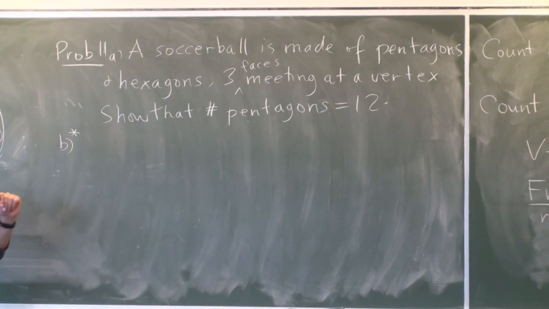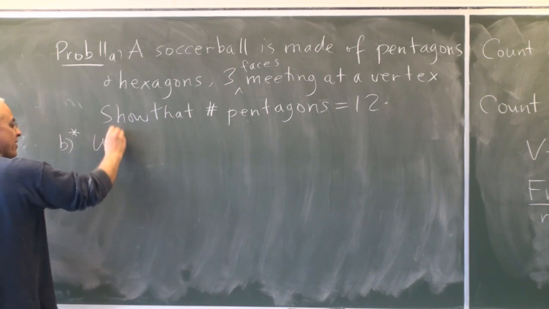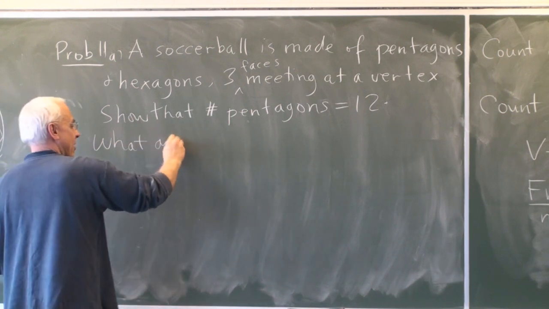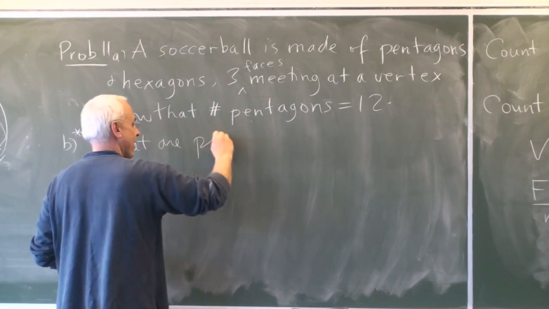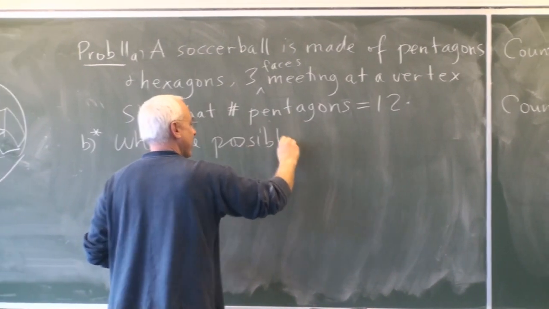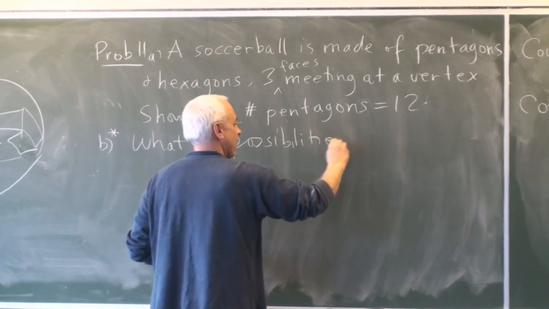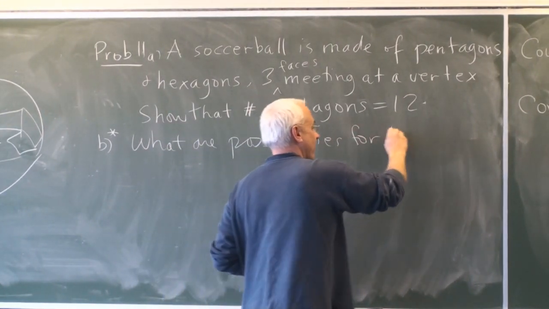This is a star problem, a little bit harder problem. So the star problem is only for honor students or people aspiring to that elevated level. So this is a harder problem. B is: what are the possibilities for the number of hexagons?